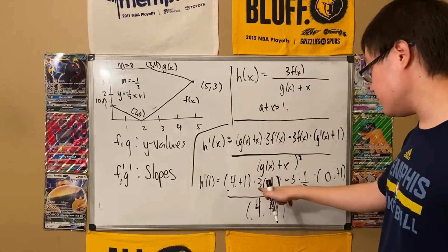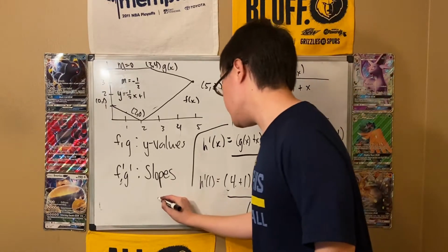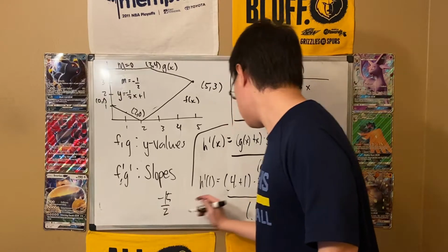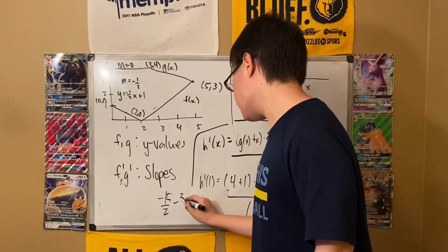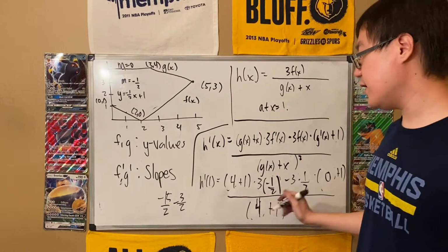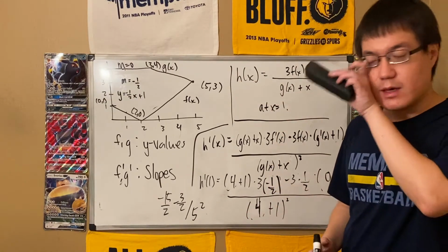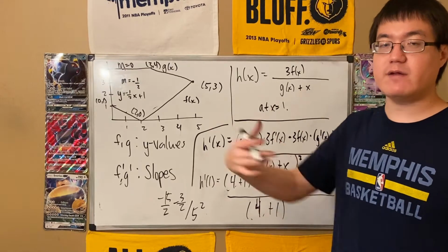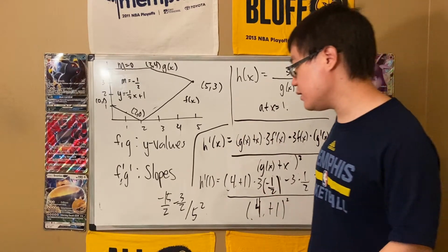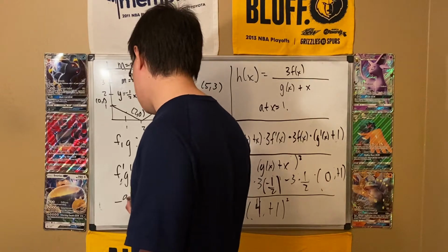So it looks like we should be able to find the actual answer. It's going to be 5 times 3, which is 15. So it's negative 15 halves minus 3 halves all over 5 squared. So we can write 5 squared. And then negative 15 minus 3, that's negative 18. Negative 18 divided by 2 is negative 9. So it looks like our final answer is negative 9 over 4.